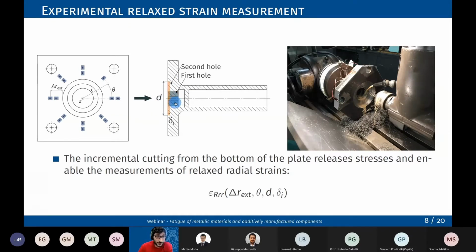So we drilled two holes. During the first hole, a 42 millimeters hole, we really didn't detect anything because the strains are still in the background noise of the strain gauges. So all the results I'm reporting refer to the second hole, which has a 100 millimeters diameter. Of course, all the strains that we evaluated are functions mainly of the coordinates of the strain gauges, so radial and angular coordinate, and of the hole parameters, so diameter and hole depth.